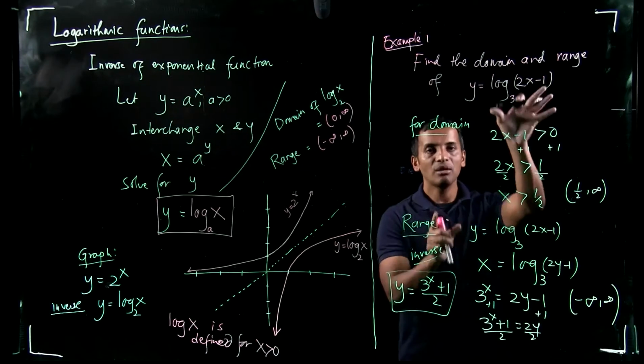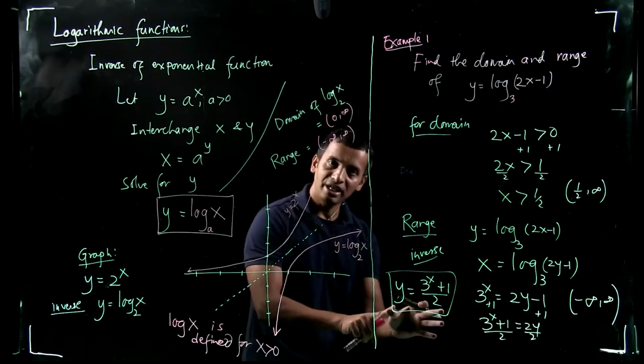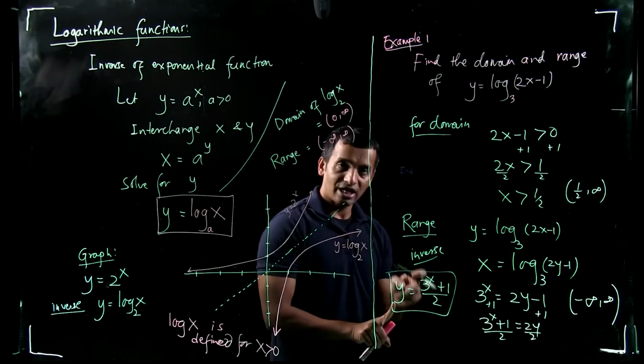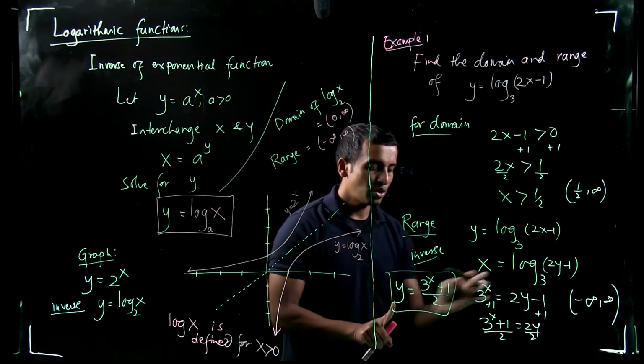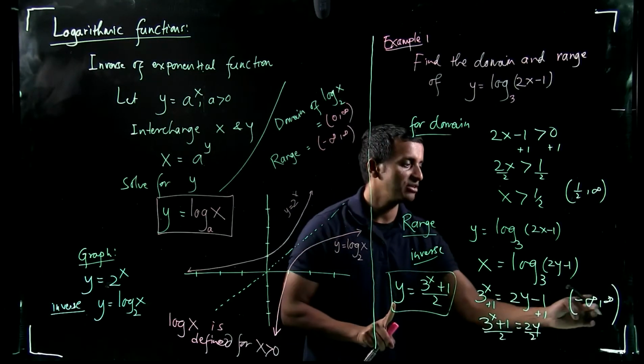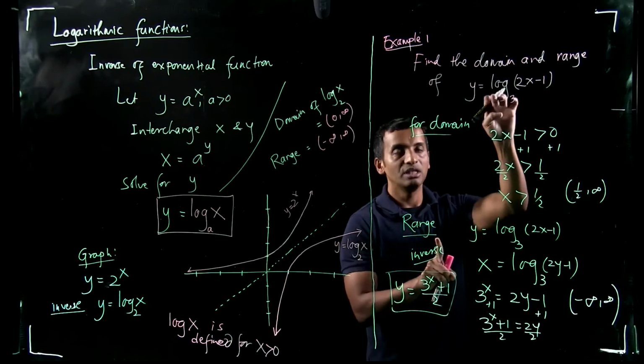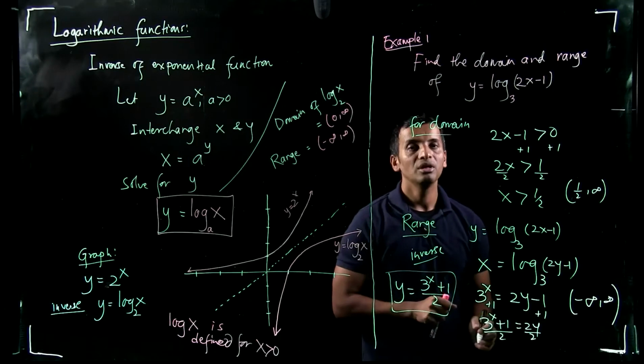So the range of the log function is the same as the domain of the inverse function. The domain is any values of x, right? So here the domain of the inverse function is negative infinity to infinity. That's why the range of the log function is negative infinity to infinity.